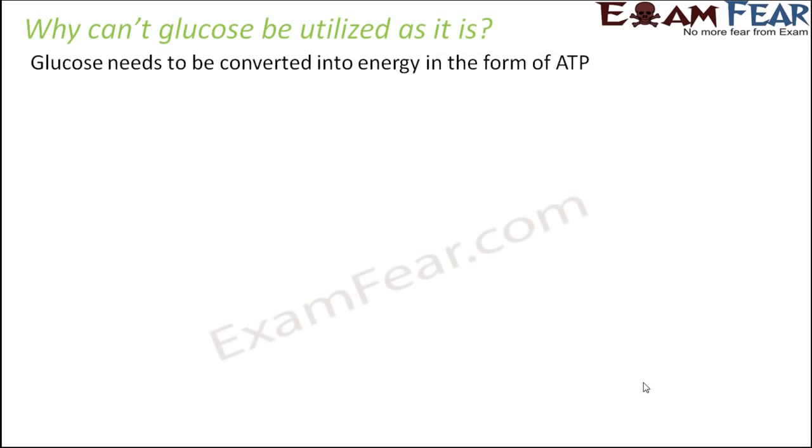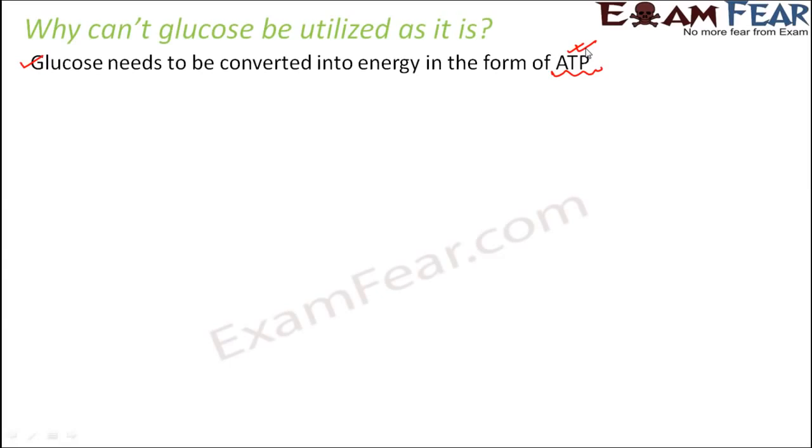Now before that, let me tell you the conclusion. Glucose cannot be utilized as it is. It needs to be converted into energy in the form of ATP. What is ATP? These are the energy currencies of the cell, that is adenosine triphosphate. So glucose needs to be converted into ATP molecules and ATP molecules are like energy storage. So energy is stored in the ATP molecules. So whenever the body needs energy, it will utilize the ATP molecules.